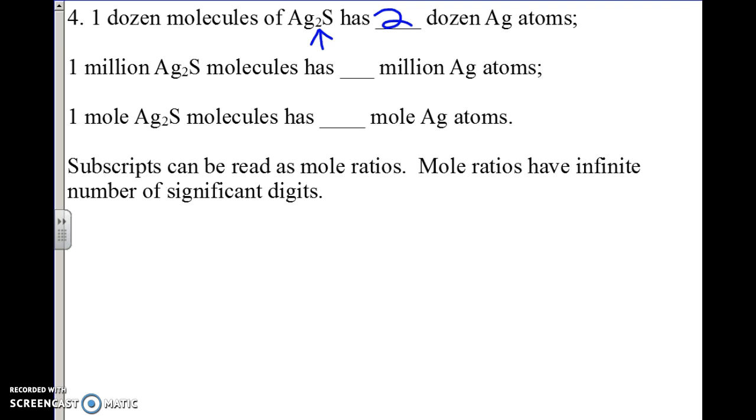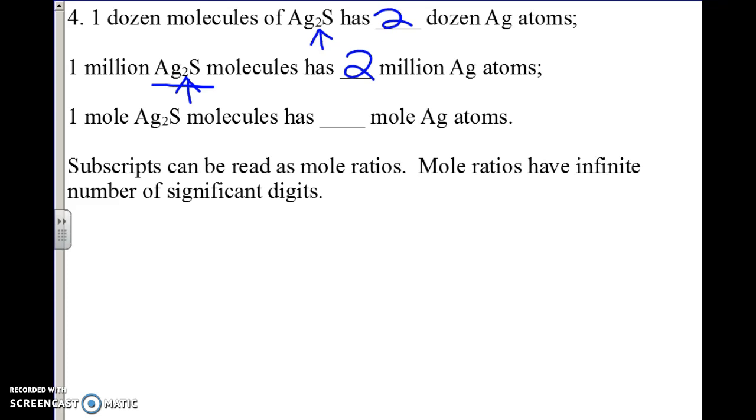Pause the video, contemplate that, see if that makes sense. In 1 million silver sulfide molecules, there are how many silver atoms? Well, if I have 1 million of that molecule, and there's 2 silvers in every one of those molecules, I would have 2 million silver atoms. Again, contemplate that before you go any further.